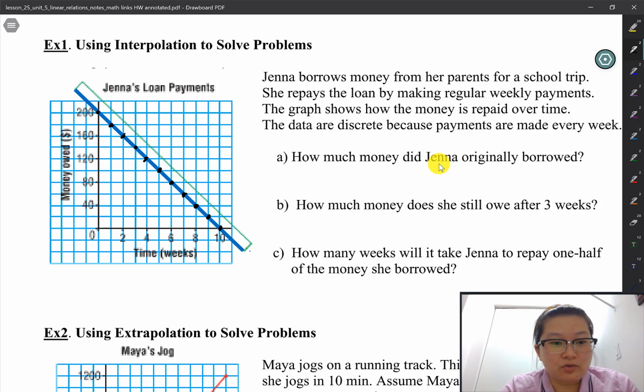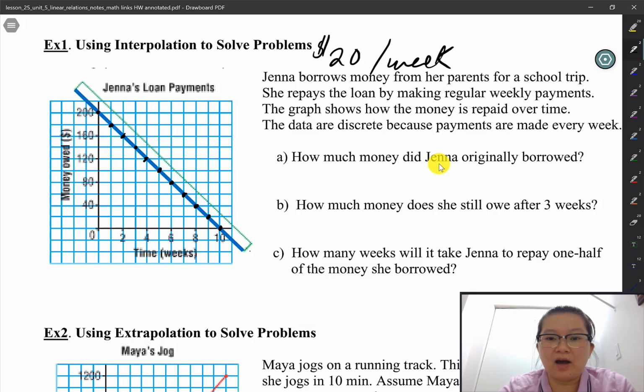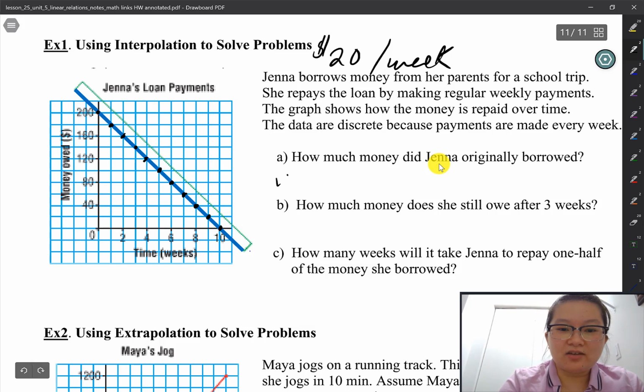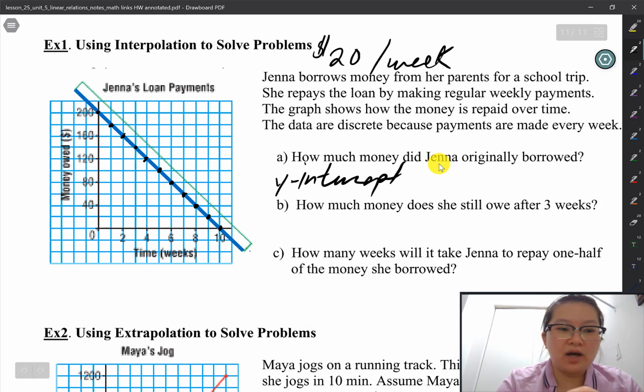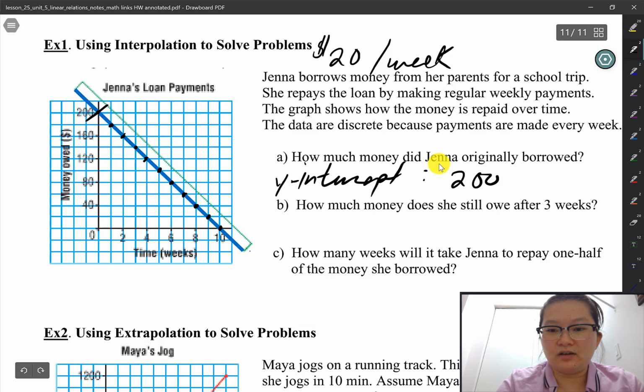We probably will need that for this question. Maybe I'll write it down here. That's the rate at which she's paying her parents back. How much money did she originally borrow? If you think about it, that's when time is 0, pretty much where the graph intersects the y-axis. So this is like your y-intercept for your slope y-intercept form. On the y-intercept, notice that the time is 0. That's when she got her loan. And how much she borrowed? This is $200.